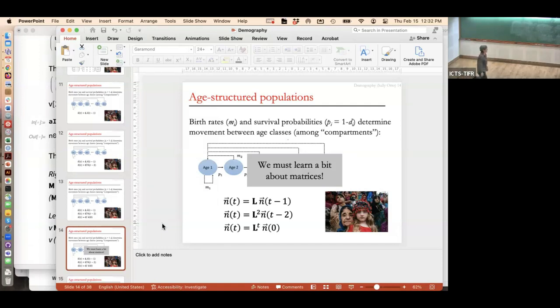And maybe if I have time, I'll show you some of the projections from Canada so we can compare the actual changes in the population size to what was actually seen. It's not too bad over a short time scale.